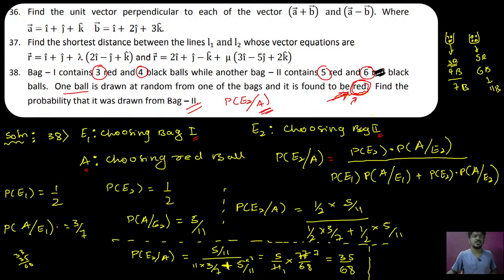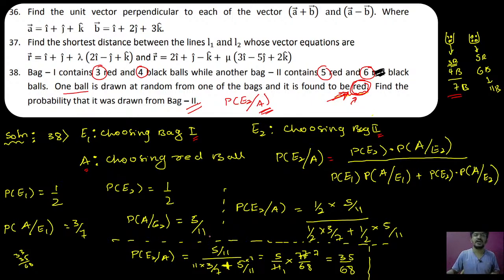That probability is probability of A such that E1 is given. E1 is given means bag 1 is given. In bag 1 totally how many balls? 7 balls. So you have 3 favorable cases as red balls. So 3 by 7. Next, in the same way, probability of red ball if I give bag 2 to you. Now, what is the probability of red ball? 5 by 11. Clear.